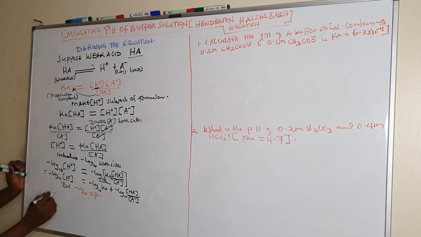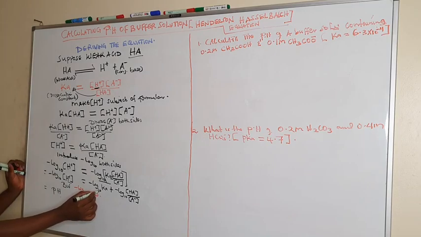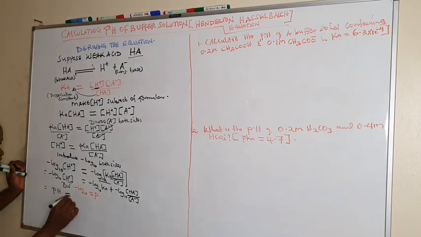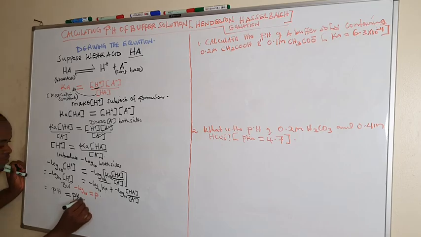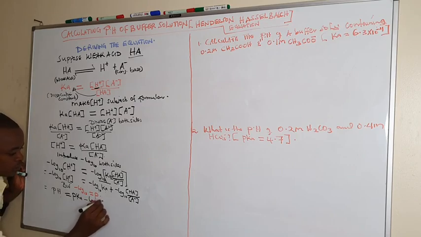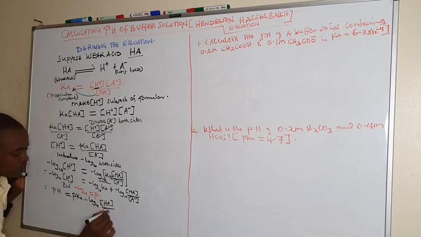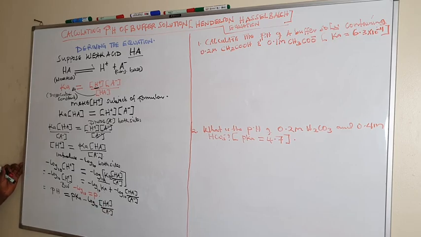So at the end we are going to get pH, because negative log concentration of hydrogen ion is pH, and also negative log Ka is pKa, is equal to pKa. Then this one is going to remain the same, whereby it is going to become negative log 10 concentration of the acid over concentration of the conjugate base.